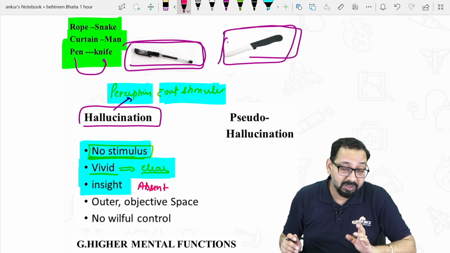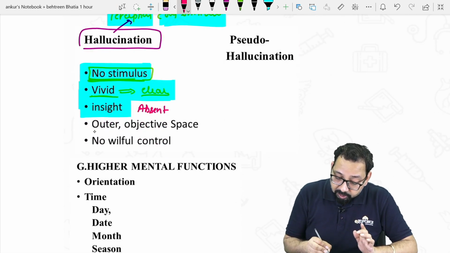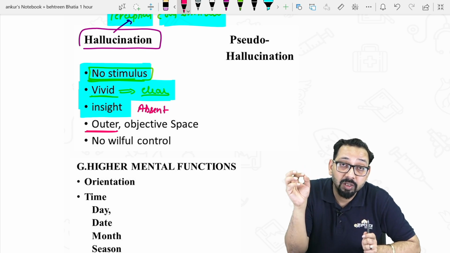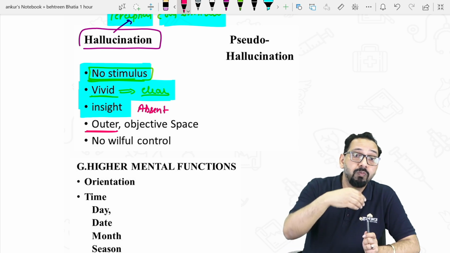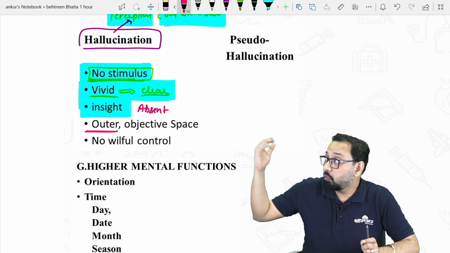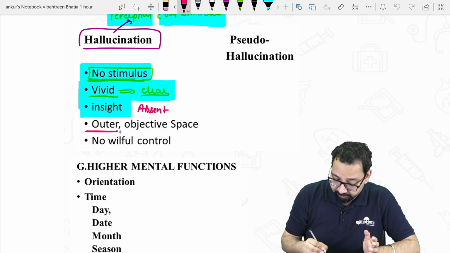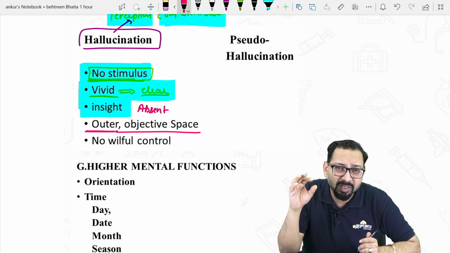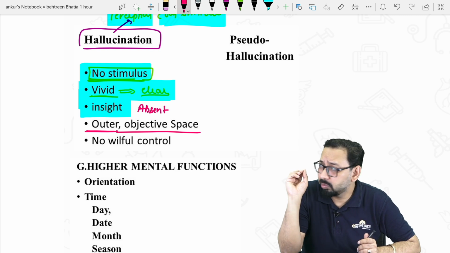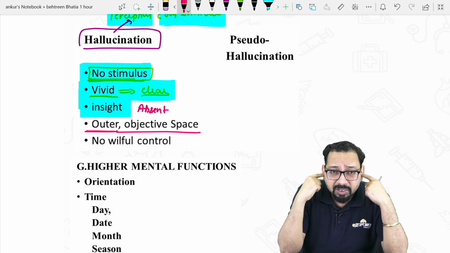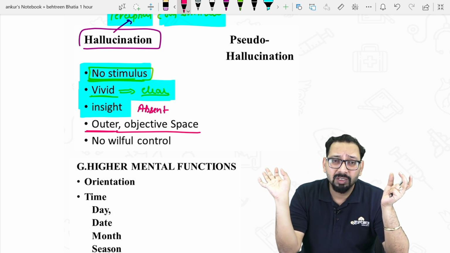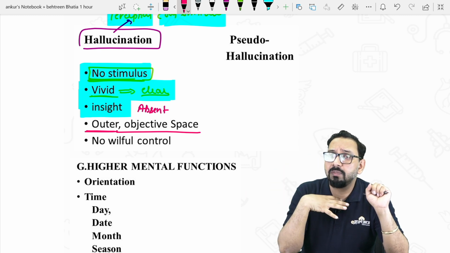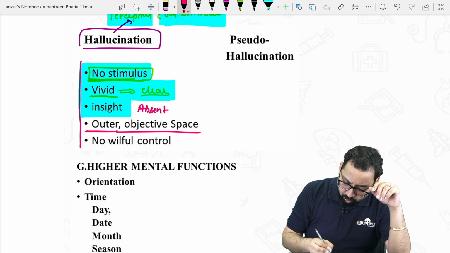He would say, Doctor Saab, I know somebody is talking. You will ask, okay, these voices are coming from where? He would say, these voices are coming from outside my body, from outside the door or behind the wall. That means outer and objective space. You ask the patient, can you control these voices? If you want to stop these voices, patient would say, Doctor Saab, I tried many times. I want to stop these voices. I put finger in my ear, I ask them not to speak, even then I can't control. These come spontaneously and go spontaneously. These are not under my willful control. So these are true hallucination.